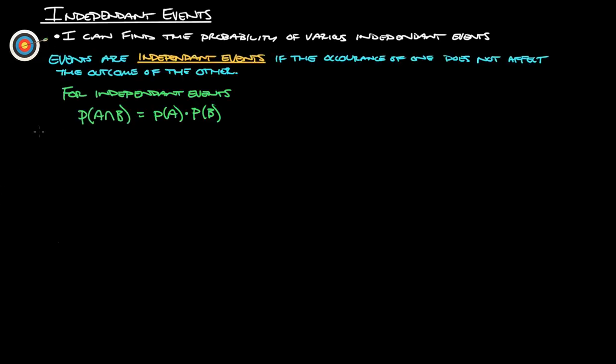So, first thing, events are independent events if the occurrence of one does not affect the outcome of the other. For example, if you're flipping a coin and you flip heads the first time, that has no impact on whether you're going to flip heads or tails the next time. So those would be independent events. For independent events, the probability of A intersect B happening is the probability of A times the probability of B. I'll show you some examples of that.